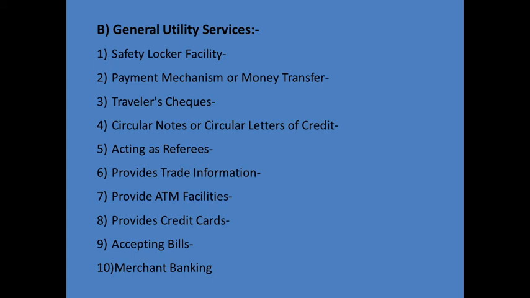The next function is that they provide credit cards. Banks have introduced the credit card system, and credit cards enable the customer to purchase goods and services from certain specified retail and service establishments up to the limit without making immediate payment. In other words, the purchase can be made on a credit basis on the strength of the credit card. The establishments like hotels, shops, airline companies, railways, etc.